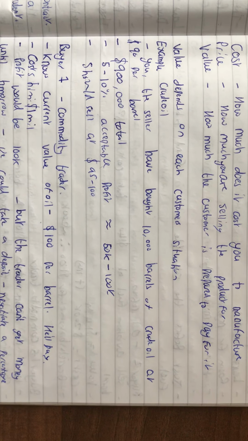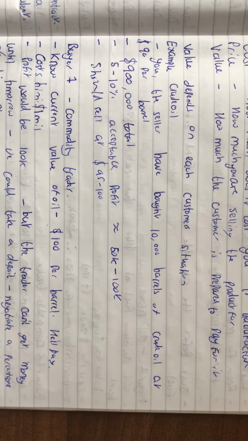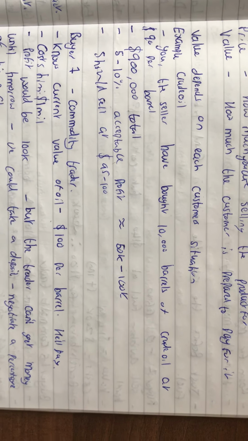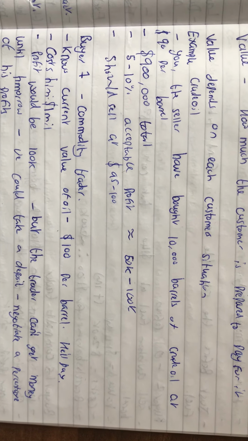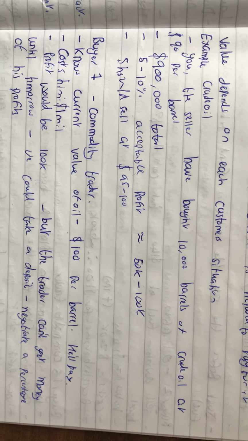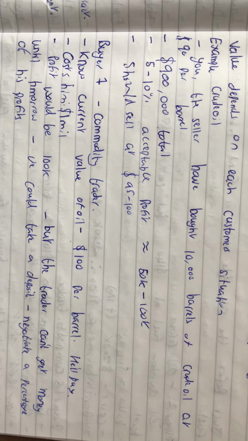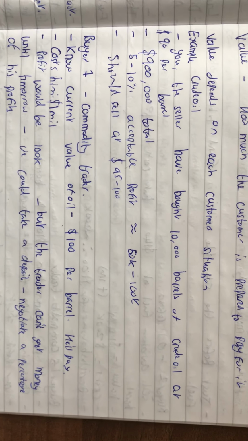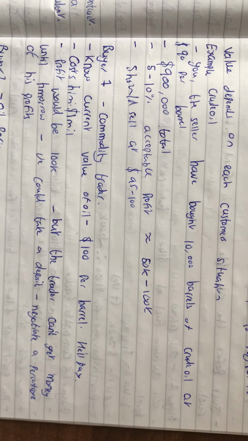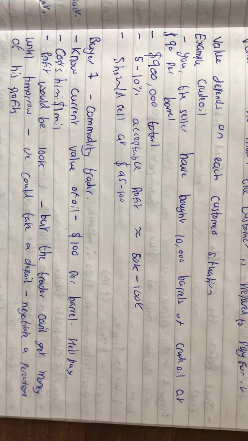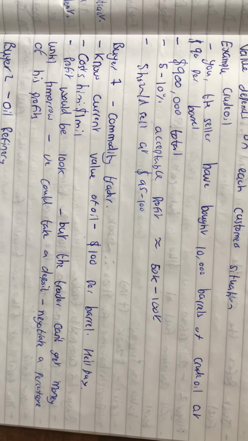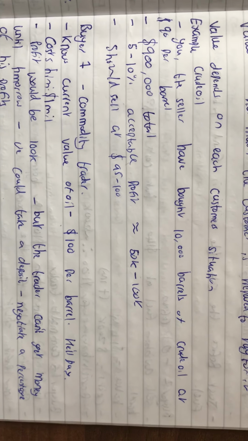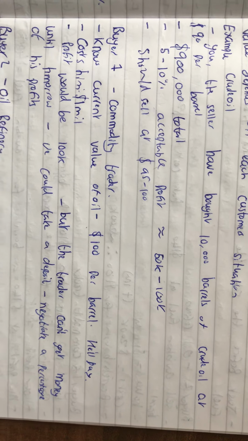And the value depends on each customer's situation. So for example, we're going to look at the crude oil situation. The example is, we, who are the seller, have bought 10,000 barrels of crude oil at $90 per barrel, which costs $900,000 in total. And not being a specialist company, a 5 to 10% acceptable profit, which means there's 50 to 100k there or thereabouts, which means we should sell at about $95 to $100 per barrel.